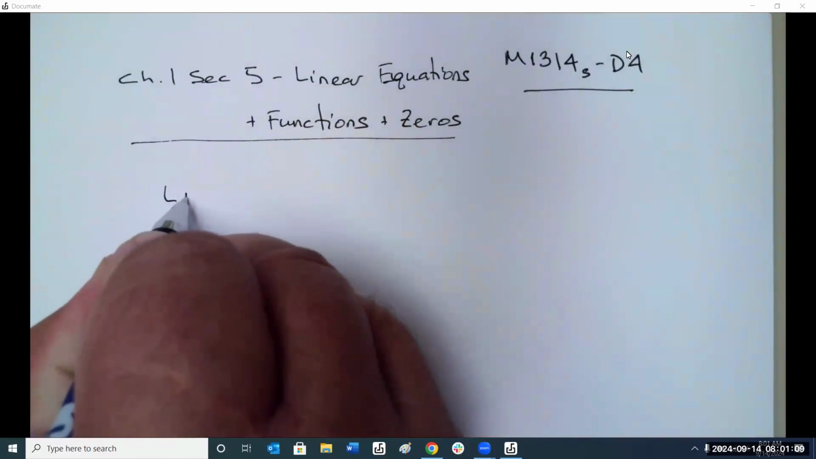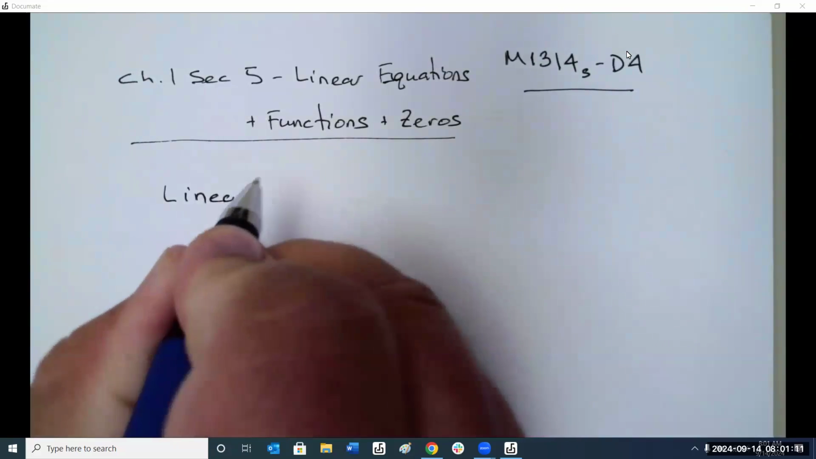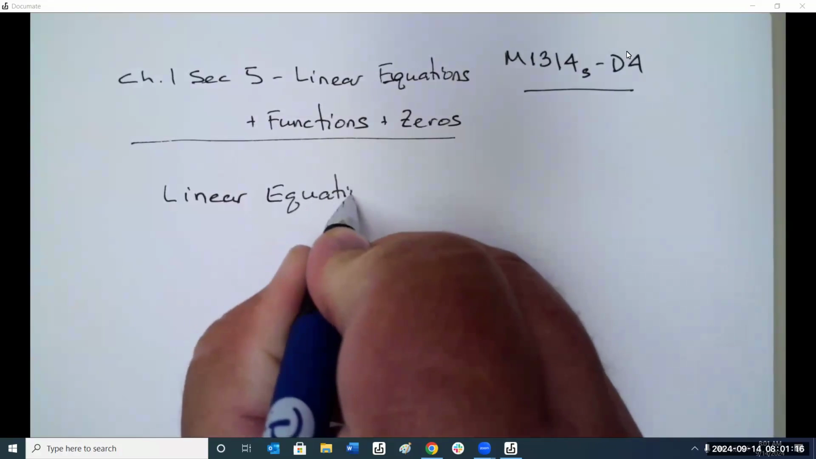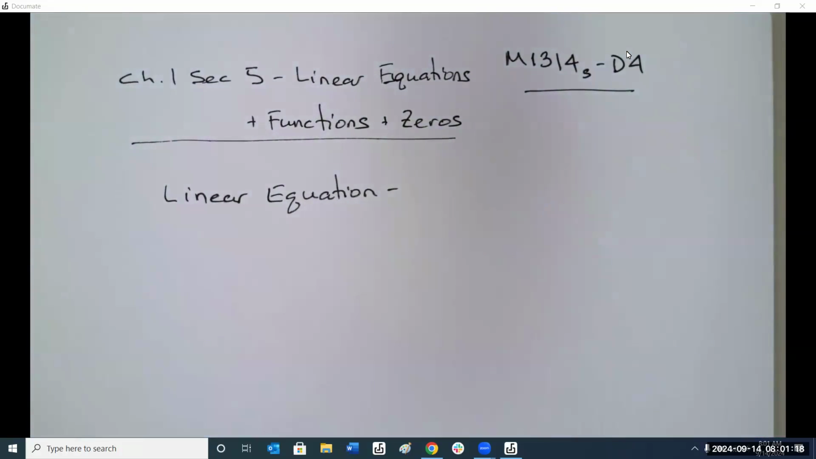First off, what is a linear equation? Remember, mathematicians are not too ingenious when it comes to names. It's an equation that defines a line.